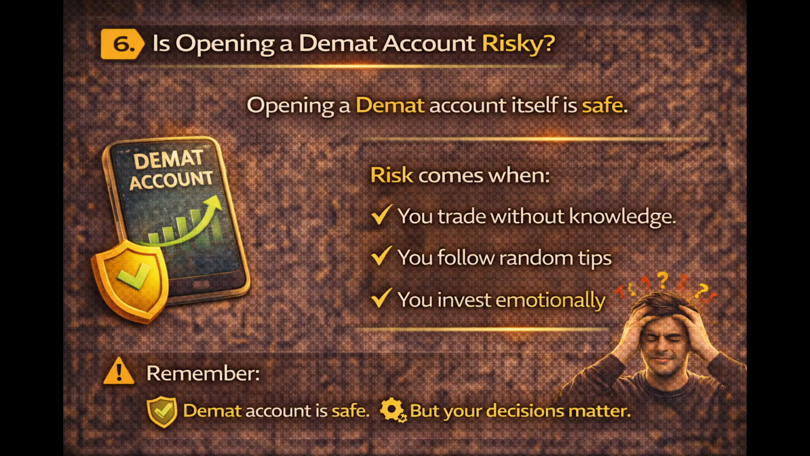Now in this section, we will understand whether opening a Demat account is risky or not. The answer is, opening a Demat account is not risky. Risk comes when you trade without knowledge. You invest in the stock market without knowledge. You follow random tips provided by some WhatsApp or Telegram groups. You invest emotionally, not by your knowledge. Before doing any investment or trade in the stock market, we should remember these 3 things. So, learn first before doing anything in the stock market.